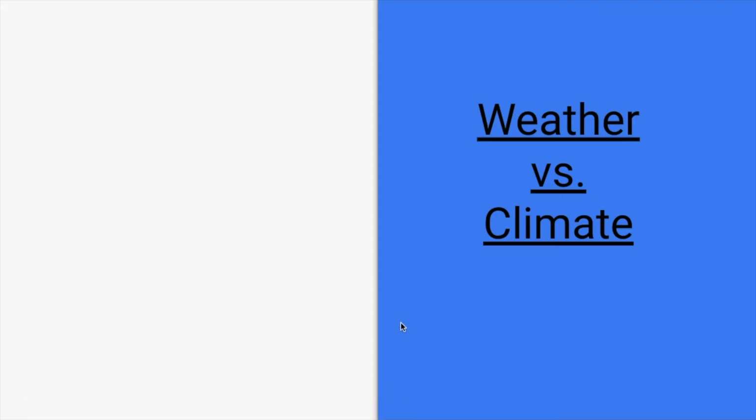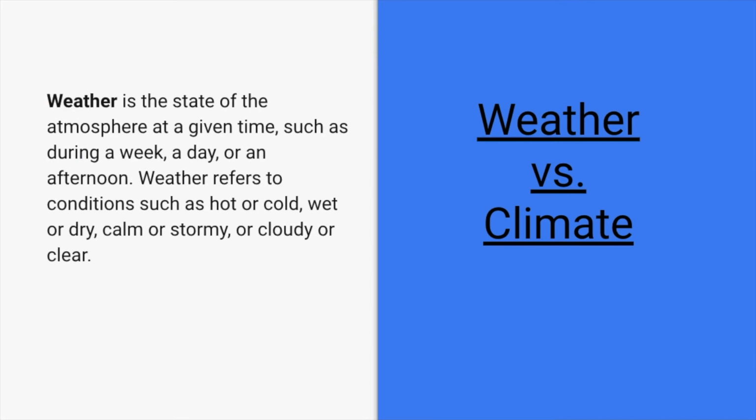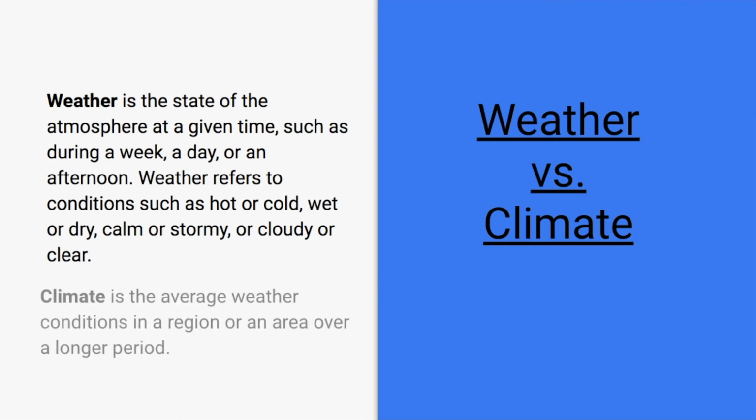Next, we try to answer the question, what is the actual difference between weather and climate? Let's look at their definitions. First, weather is the state of the atmosphere at a given time, such as during the week, a day, an afternoon, right here, right now. If you've ever checked the weather forecast, they're going to tell you, here's what you can expect hourly, here's what you can expect throughout the day, here's what we look to predict for the rest of the week. It's a short period of time to indicate what is actually going on outside.